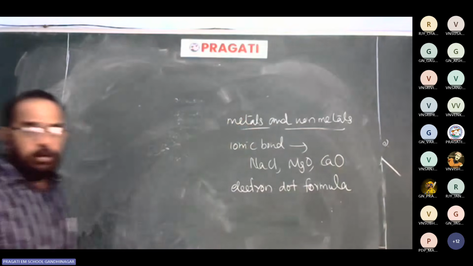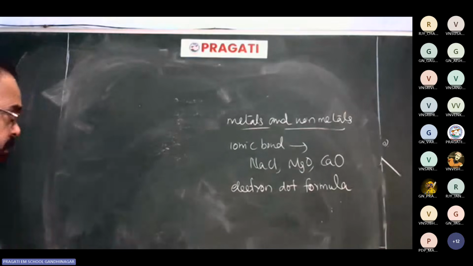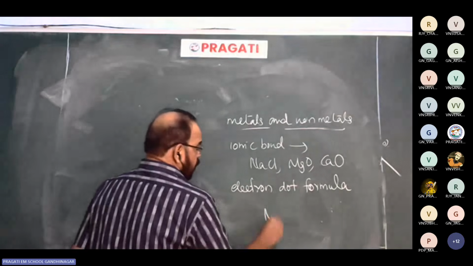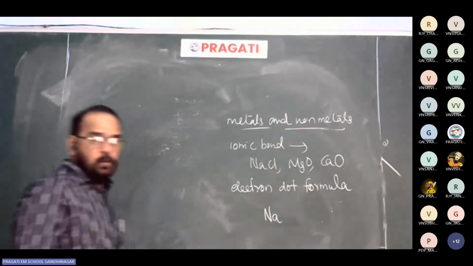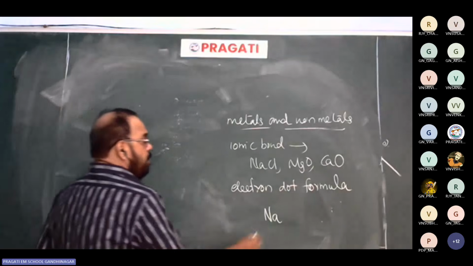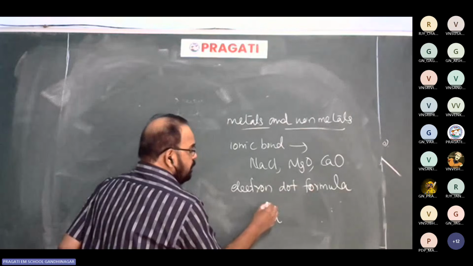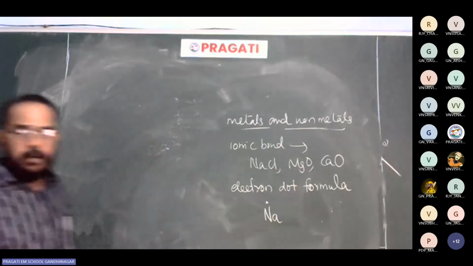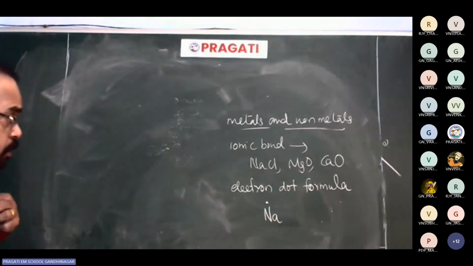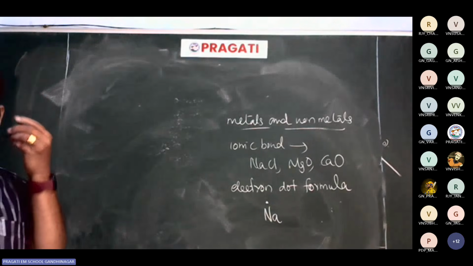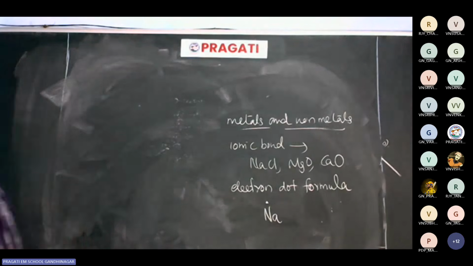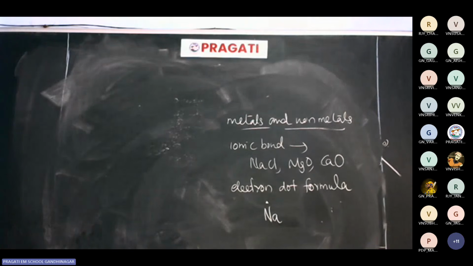So what is the electron dot formula of a molecule, they can ask. For simply one atom, sodium, what is the electron dot formula of sodium? We write the symbol of sodium and how many valence electrons are there? One electron. We put a dot, this is the electron dot formula. The electron dot formula of a molecule, they can also ask you the diagram. So all of this you see in 1-mark, 2-mark sections.